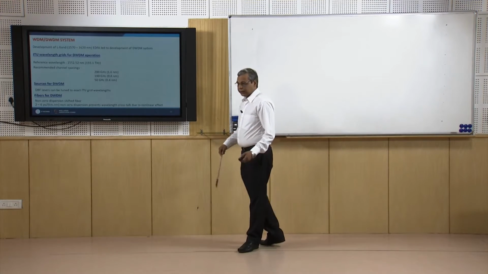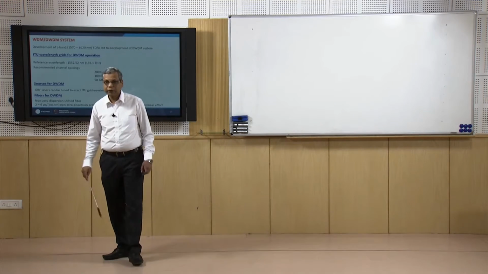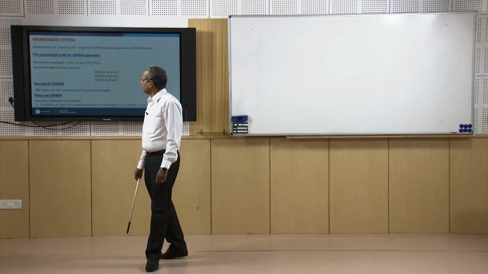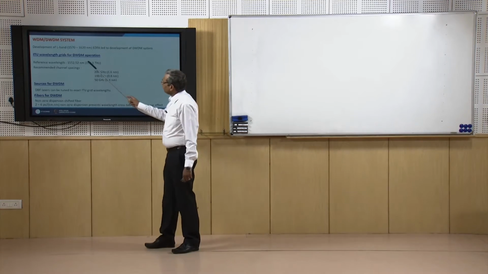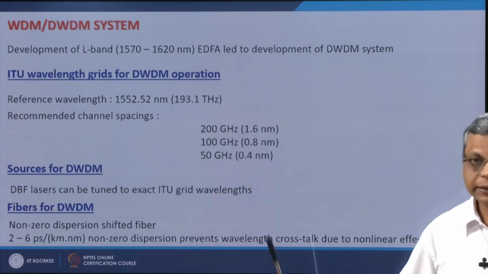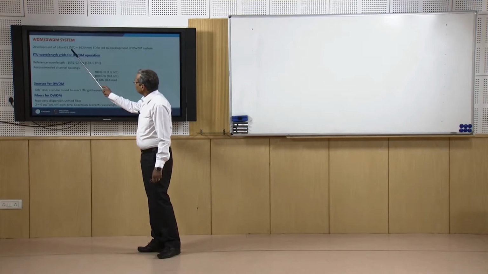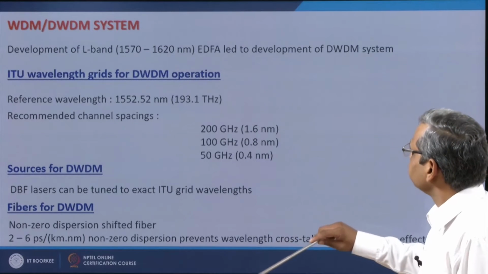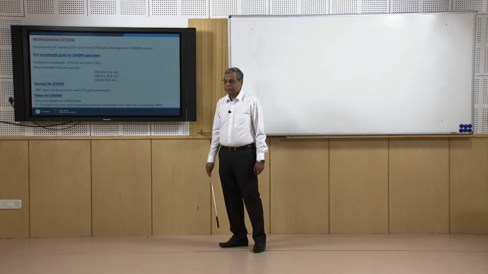You can further increase the data rate if you have more and more wavelengths, if you squeeze more and more wavelengths in a fiber, and with the development of L band EDFA which extended this wavelength range itself into this region also, 1570 to 1620 nanometer wavelength range, it led to development of DWDM system, dense wavelength division multiplex system.